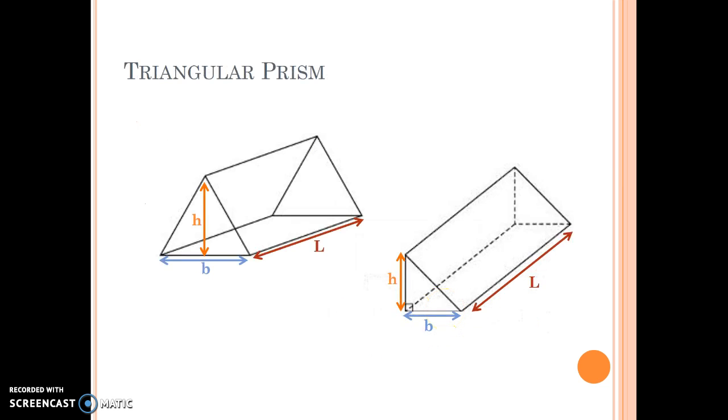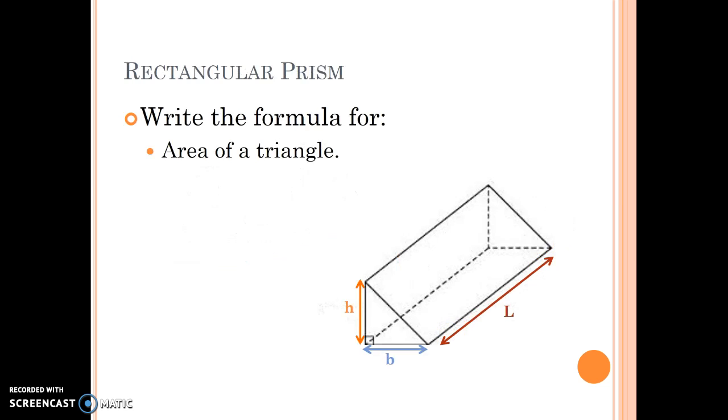Okay, now we're going to take a look at triangular prisms. Let's start by writing the formula for area. Area of a triangle is 1/2 times base times height. Isn't it interesting that it's 1/2 times the same formula for the area of a rectangle or a square?